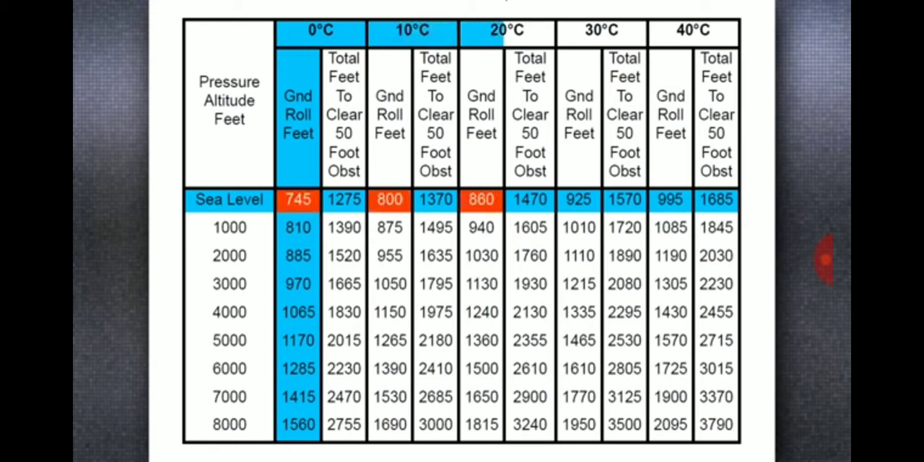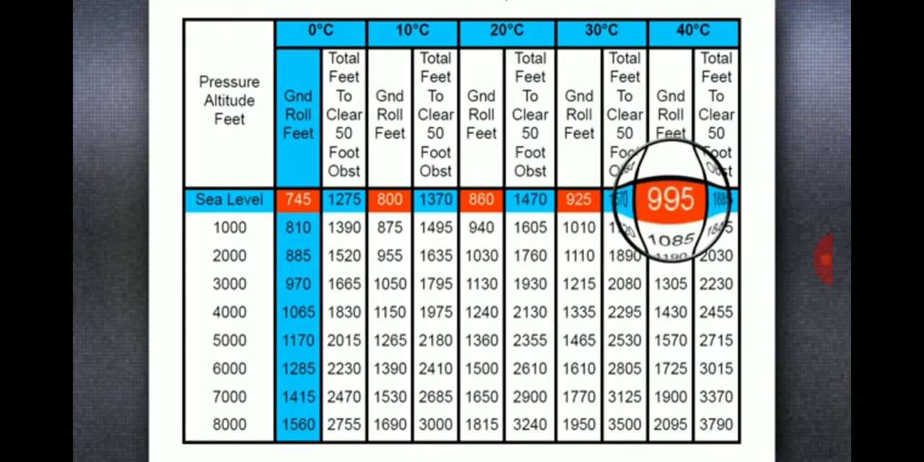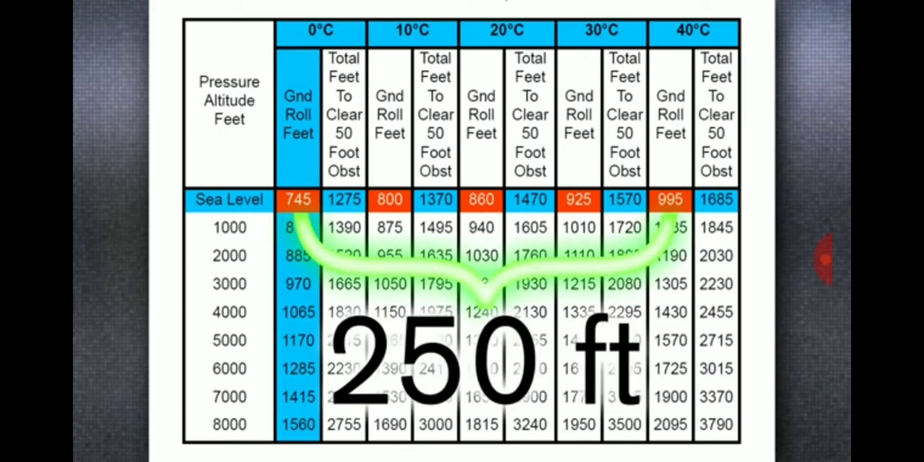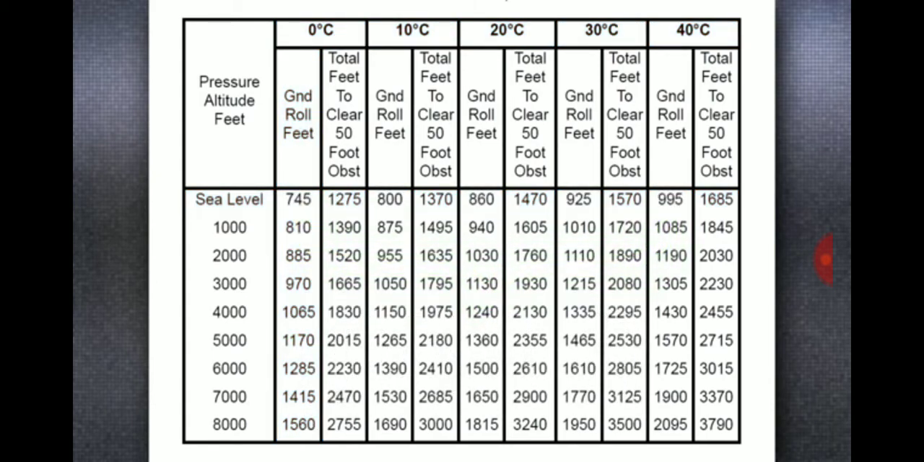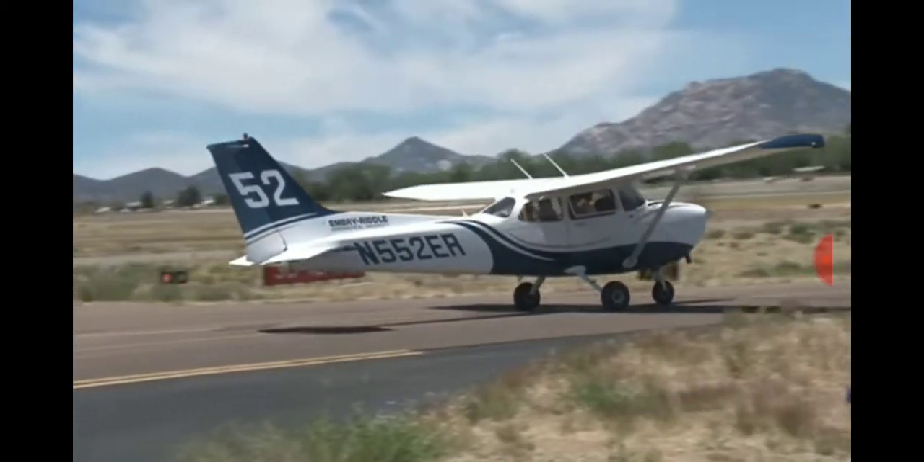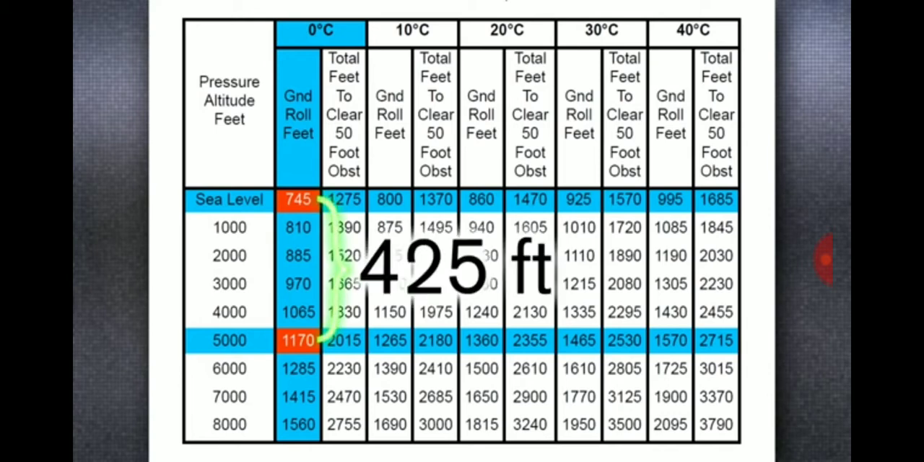As the temperature increases, notice how the takeoff distance increases. At 20 degrees Celsius, the takeoff distance increases to 860 feet. And at 40 degrees Celsius, the takeoff distance increases to 995 feet. This results in a total difference of 250 feet increase just from the temperature rising. Now let's look at altitude changes. A sea level pressure altitude and a 0 degree temperature results in a takeoff distance of 745 feet. At a pressure altitude of 5,000, like you would find at ERAU's Prescott, Arizona campus, the takeoff roll is 1,170 feet. That results in a difference of 425 feet.